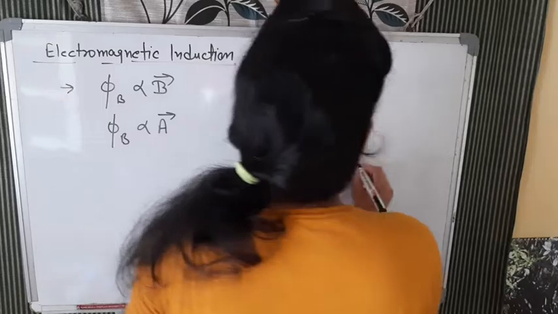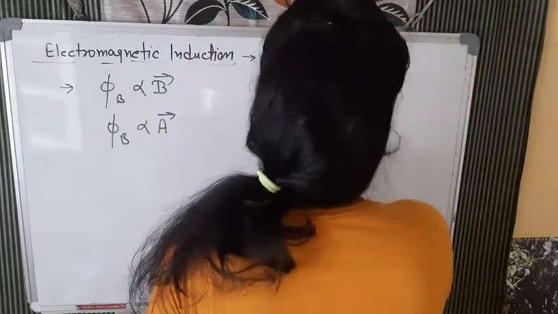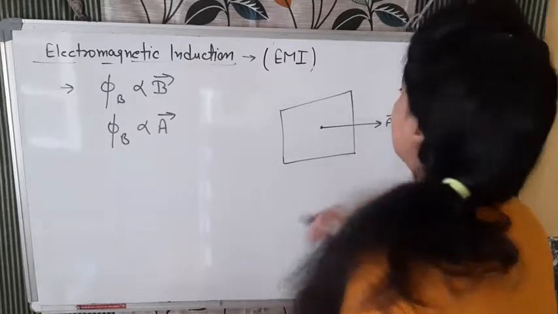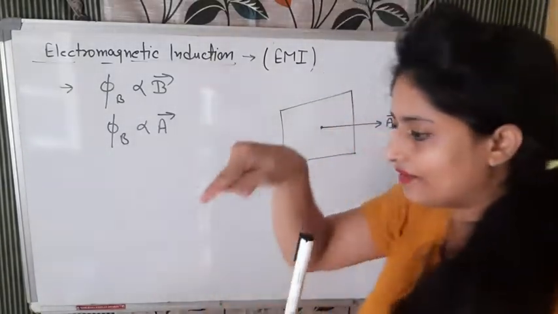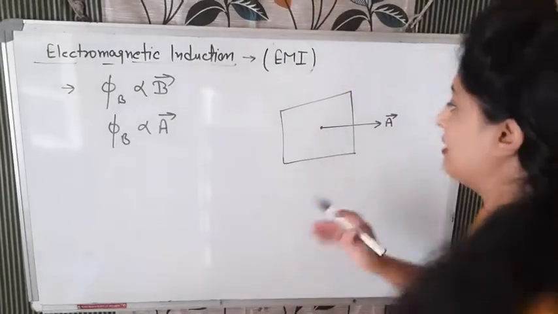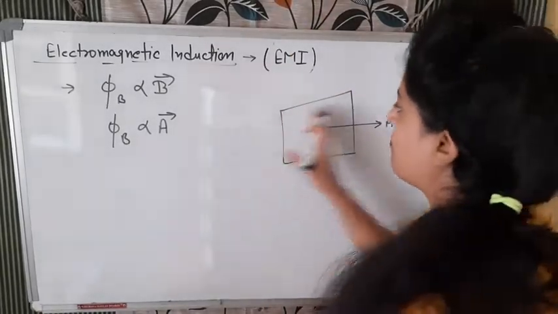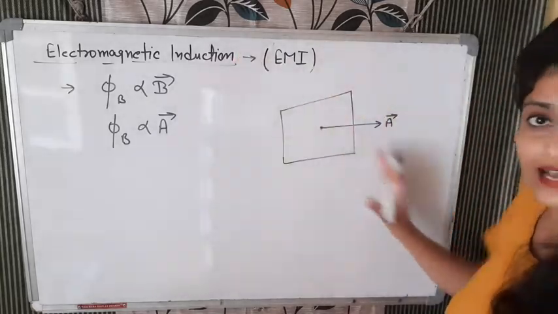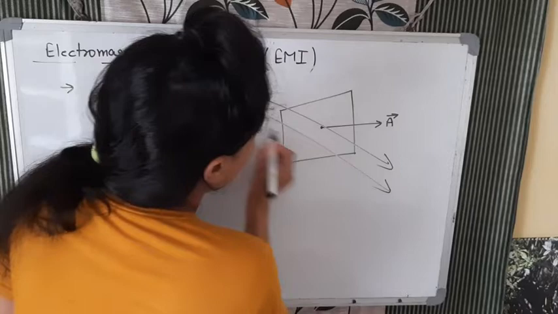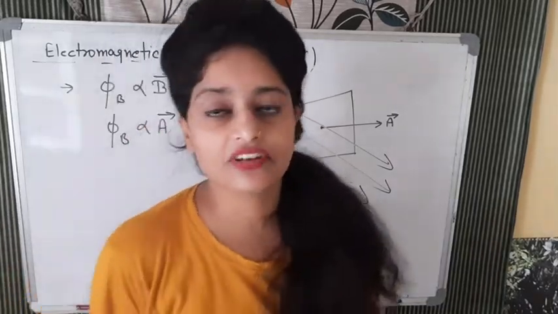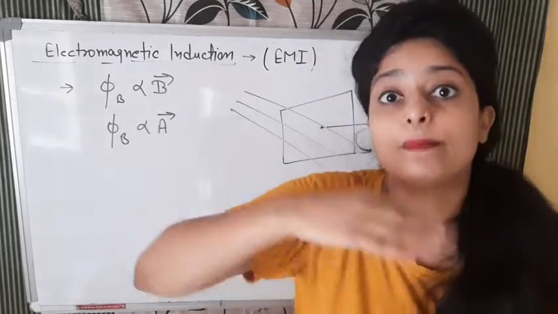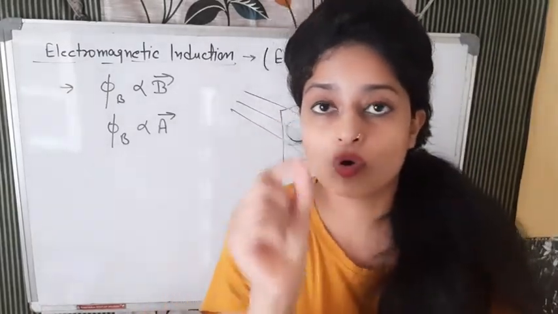See, for example, this is any area, and area vector is always perpendicular. For example, if this is the surface, then the area vector is always perpendicular to it. Now magnetic field lines may come perpendicular and may also come in any direction. For example, magnetic field lines are coming like this. So what I told you, magnetic flux का definition क्या है? Number of magnetic field lines crossing any area perpendicular to it. It will not come in any direction.